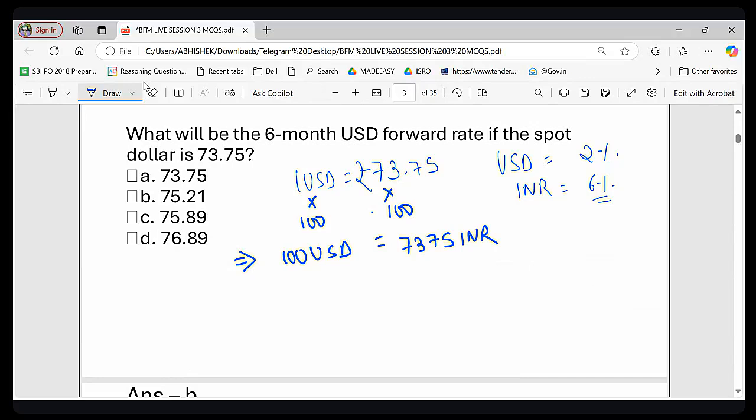Right. So now let's calculate the interest rate for both the currencies. How do we do it? The interest rate for both the currencies for 6 months, because it is clearly written 6 month USD. Can you calculate what will be the interest rate for USD for 6 months? Suppose I invest this particular amount. It is nothing but 100. You know the formula for interest, right? P into R into T upon 100.